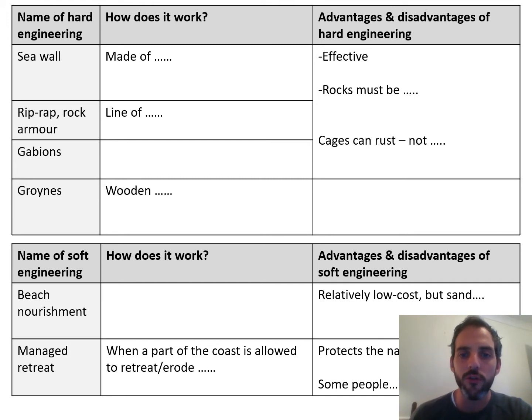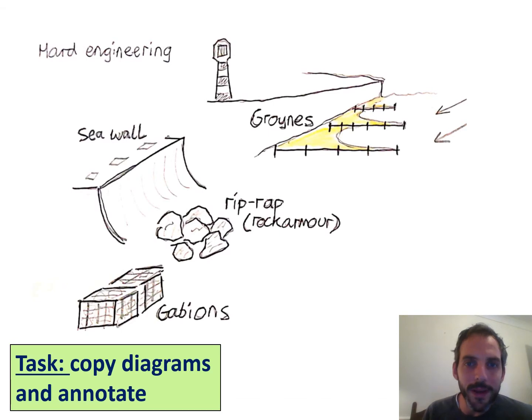So what I'd like you to do, please, is to either copy out this table, or if you have a printer, print it from the attachment. And then we're going to draw some sketches in a moment of these different types. So please neatly copy these diagrams into your book. Pause the video in a moment to do that.